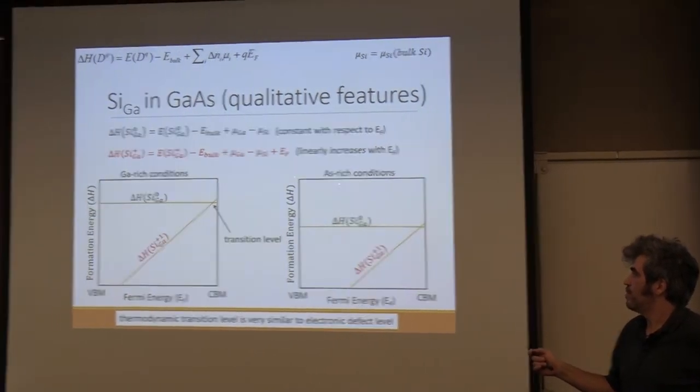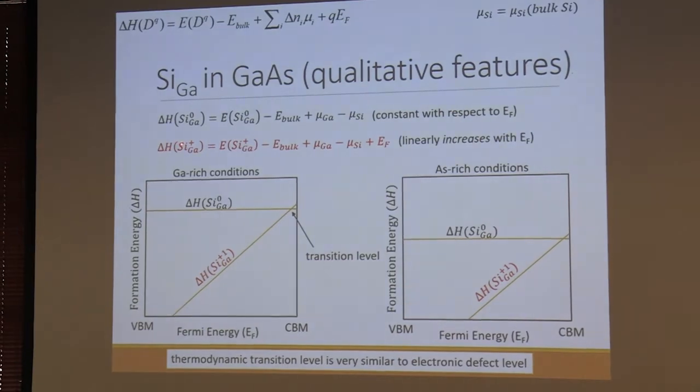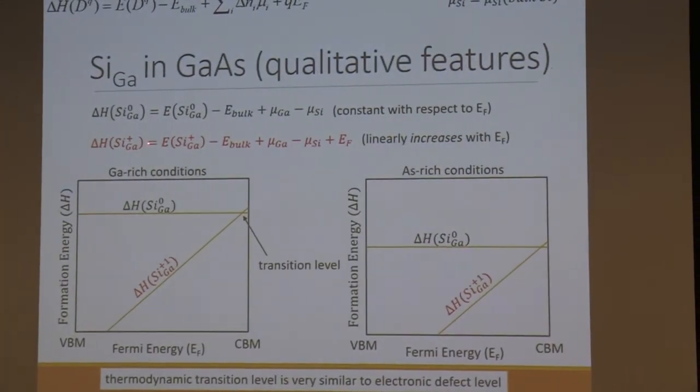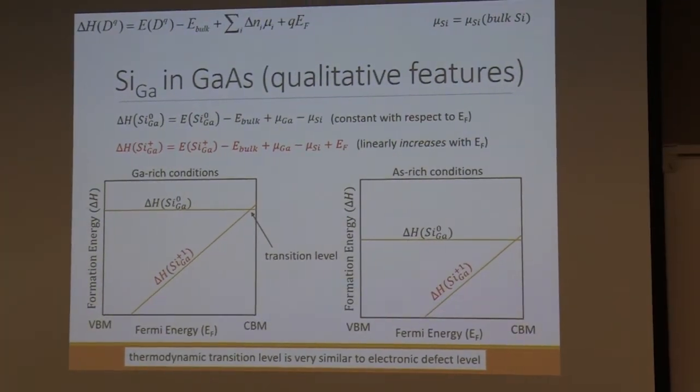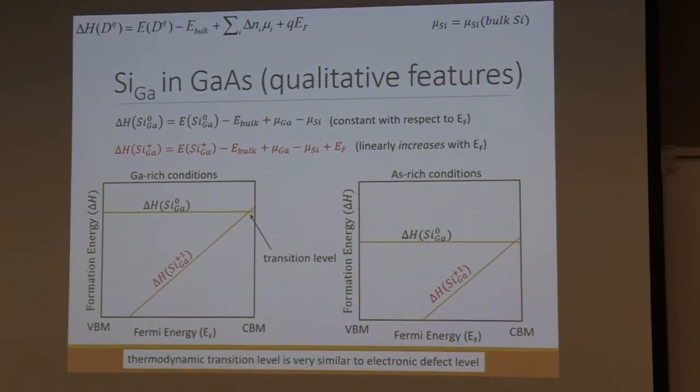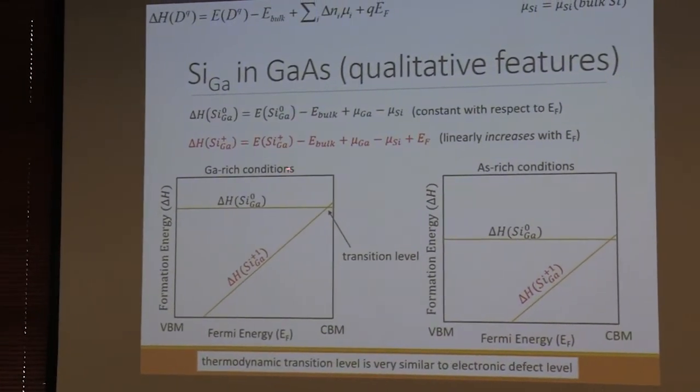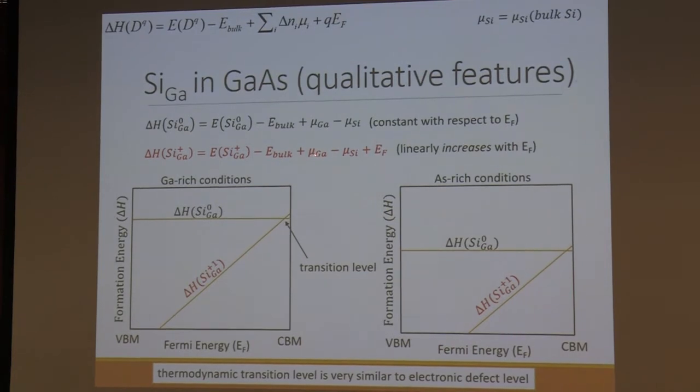Before, what we were looking at was silicon substituting gallium in the positive charge state. So this is just the equation we had before, which was E final minus E initial for this charged defect. In this case, we have the energy of this defect cell minus the energy of bulk plus the different atomic chemical potentials, and then plus the Fermi energy. So the formation energy of the charged defect depends linearly on the Fermi energy.